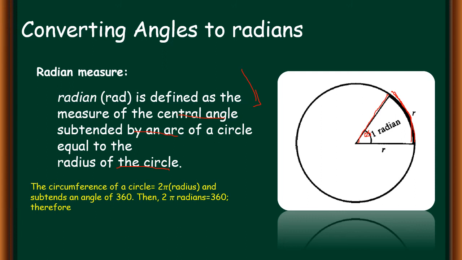Pag sinabing 1 radian, so there is circumference of a circle. Ano ba yung circumference ng circle? So, yung given ng circumference of a circle, which is C, is equals to 2 pi r. And they are subtended by 360 degrees. For example, pag 360 degrees siya, which means yung ating circumference, which is 360 degrees, is equal to 2 pi r. Divide mo siya ng 2. So, this is equals to 180 degrees is equals to pi. So, yung isang pi radian is equals to 180 degrees.